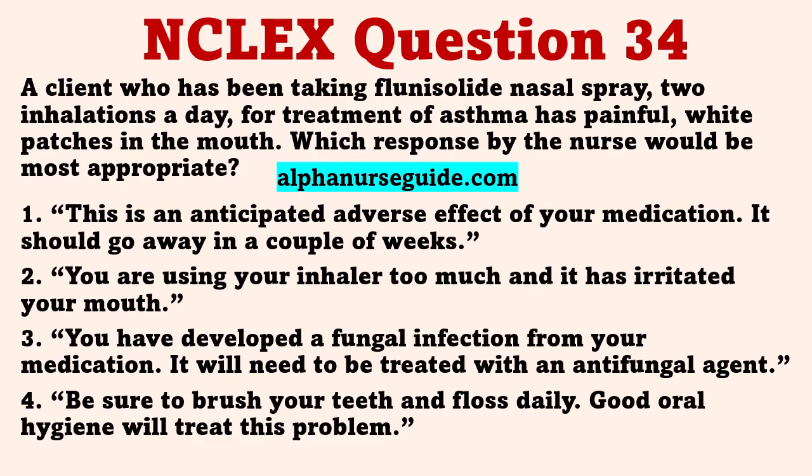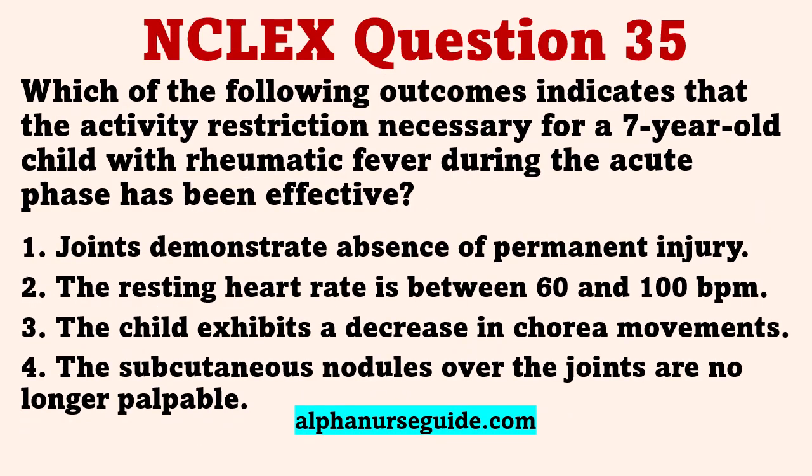Which of the following outcomes indicates that the activity restriction necessary for a 7-year-old child with rheumatic fever during the acute phase has been effective? 1. Joints demonstrate absence of permanent injury. 2. The resting heart rate is between 60 and 100 beats per minute. 3. The child exhibits a decrease in chorea movements. 4. The subcutaneous nodules over the joints are no longer palpable.